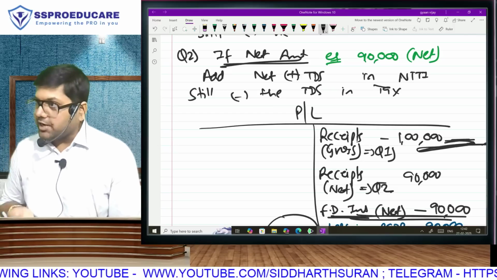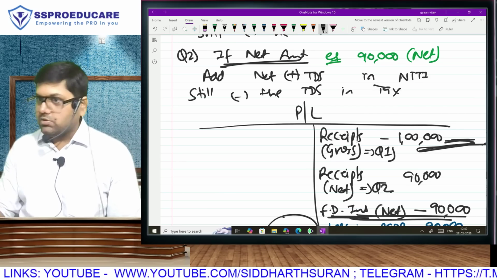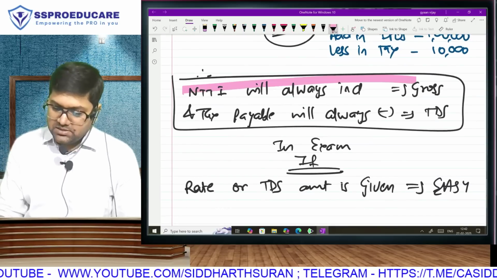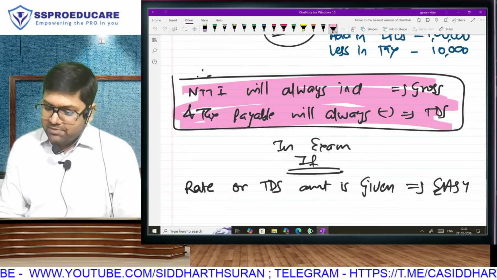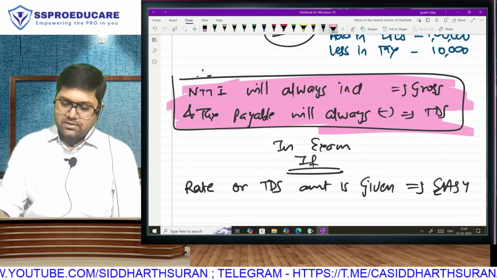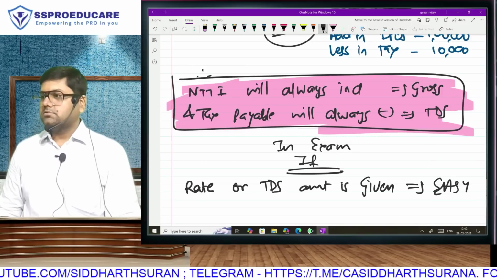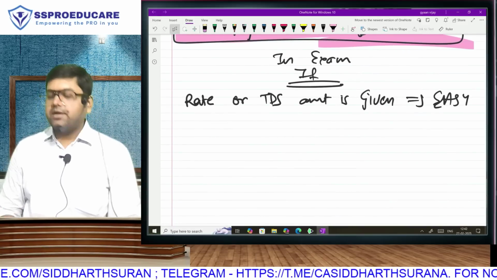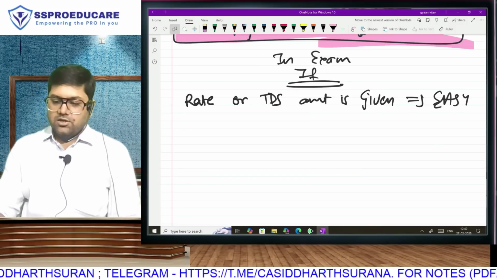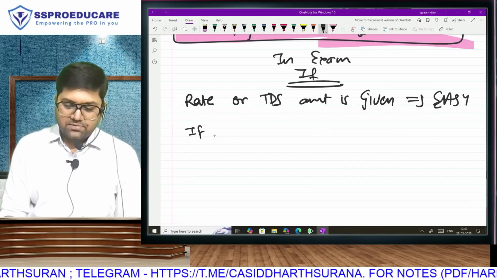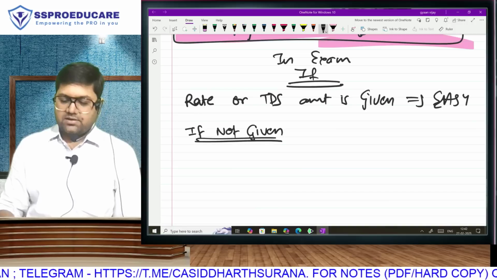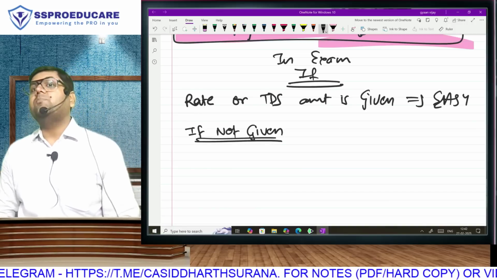So either they give us the rate or they give us the amount, then it is very easy. We just have to apply this policy that we have already summarized. If they give us the rate or amount, then it becomes very easy. Correct? But if they don't give, that is where trouble will strike. That is where a problem will come.